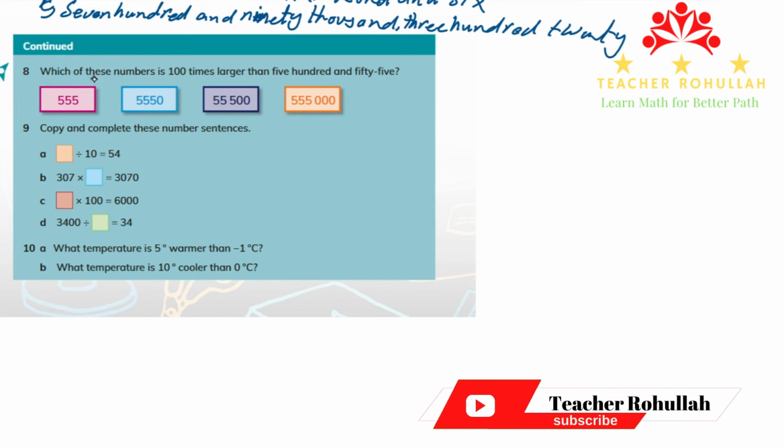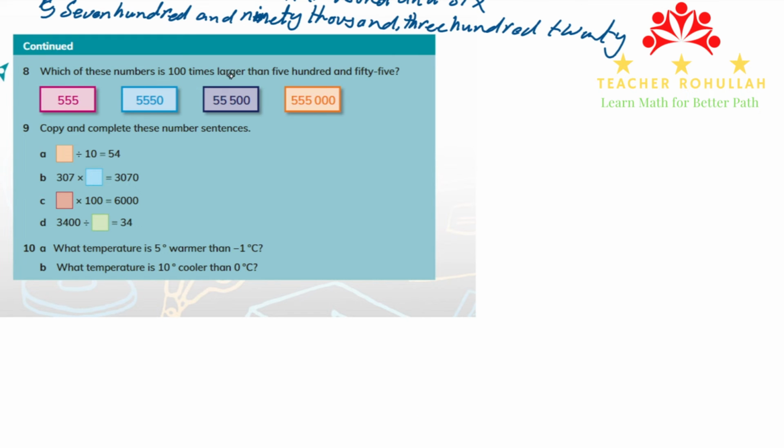In question 8, it says, which of these numbers is 100 times larger than 555? When it says 100 times, it means if we have 555, it is 100 times bigger than 555. Whatever answer we get here, that number is the answer. So 555 times 100 will be 55,500. Which one is showing 55,500? This is the correct answer.